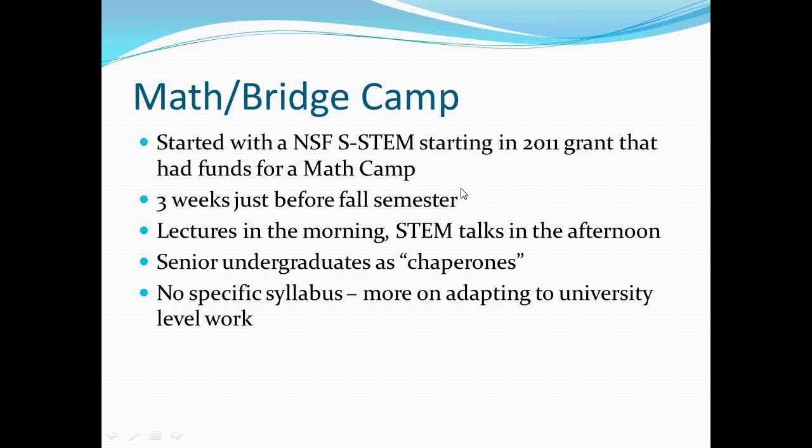This was very much a preliminary thing. We were learning a lot of things in the first year that we did this. For the bridge camp, for the actual content, there was no specific syllabus. And as we'll see later, what helped, we think, is that it was more about helping the students adapt to university-level work in a low-stakes environment.